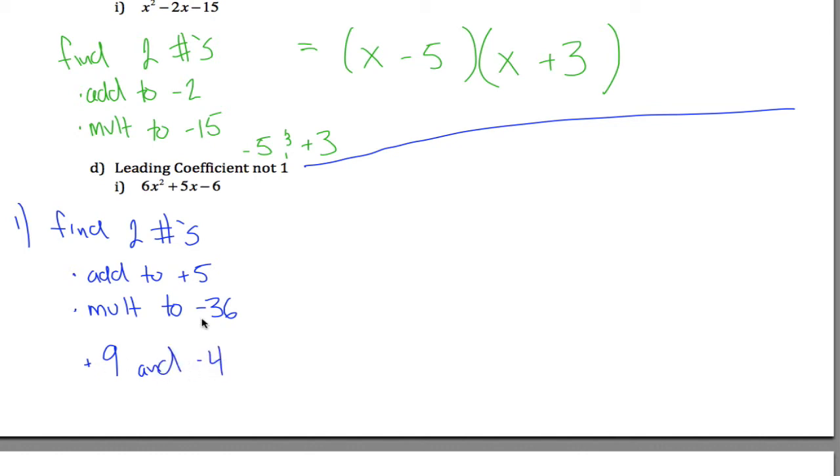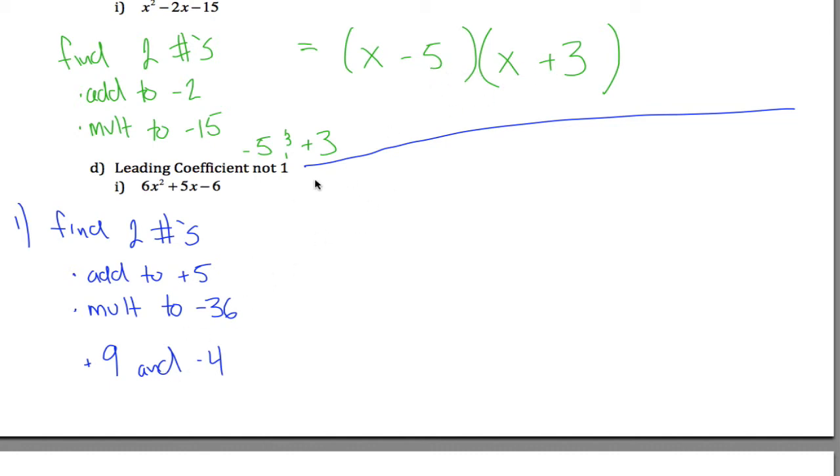If you have trouble finding these, start with the 36. List all the things that multiply to 36. And be like, well, one of them has to be negative, one of them has to be positive. And then start adding them up until you get two that add to positive 5. This is not your answer. We can't jump to the factored form here like we did up here.